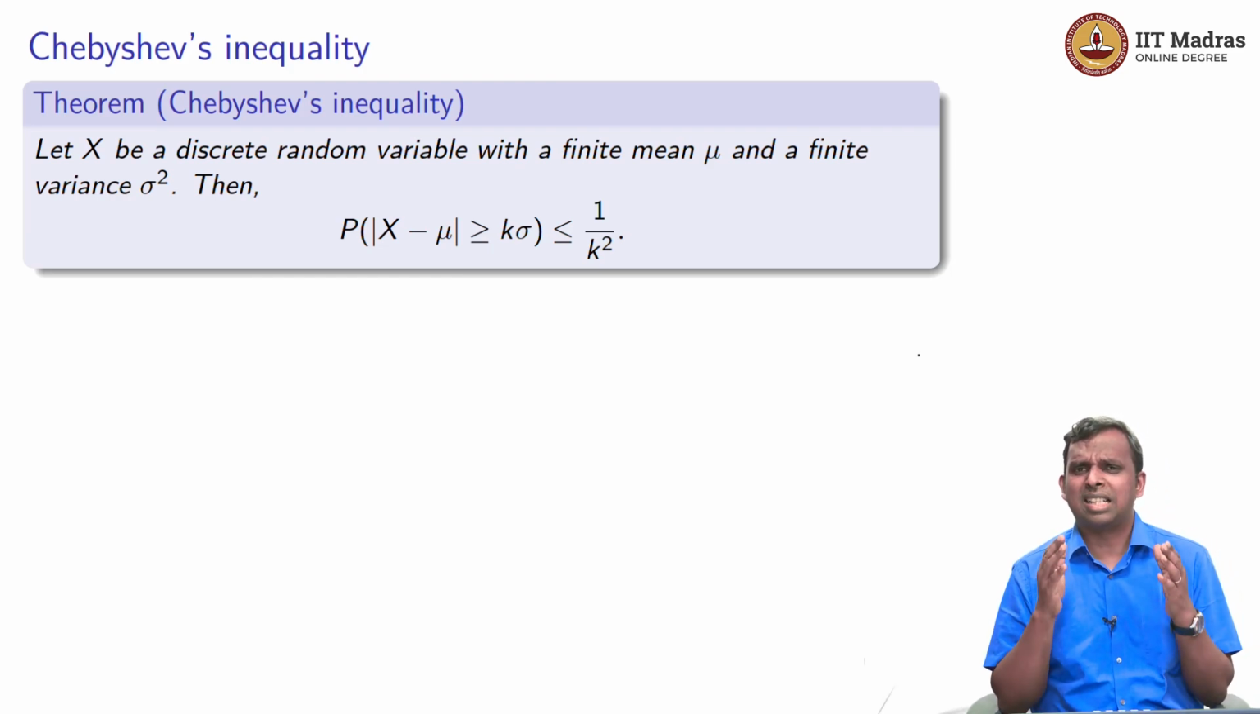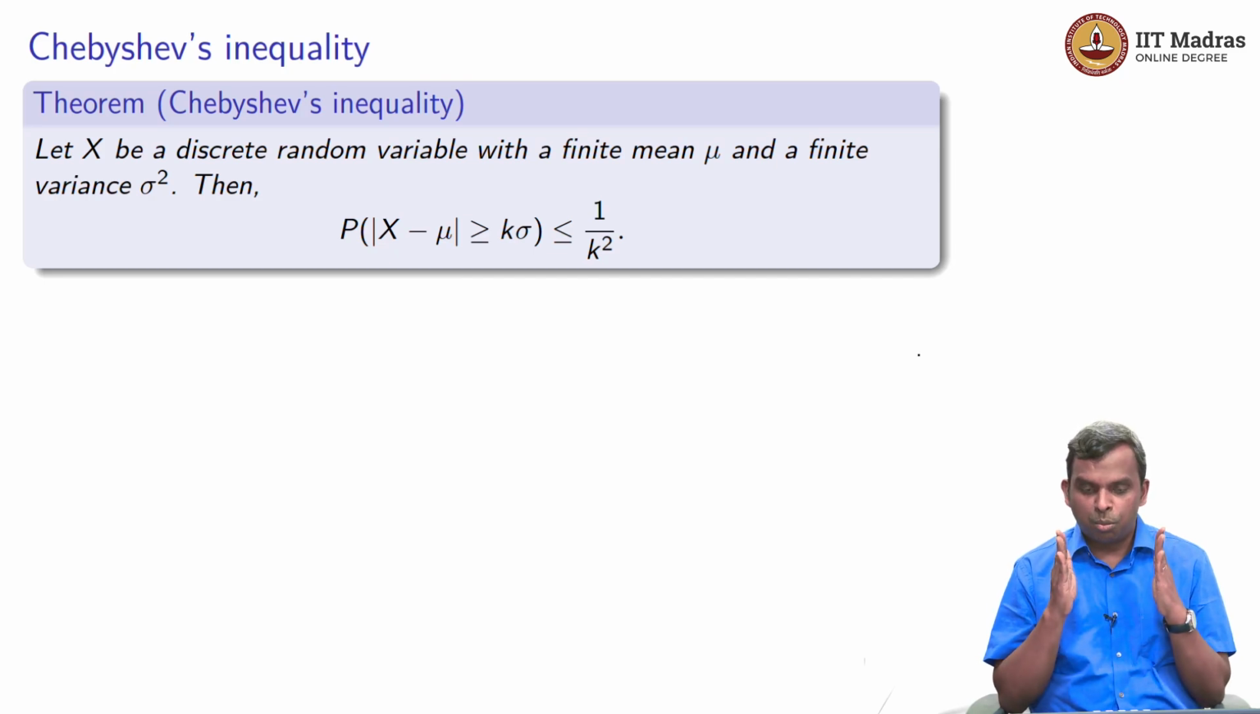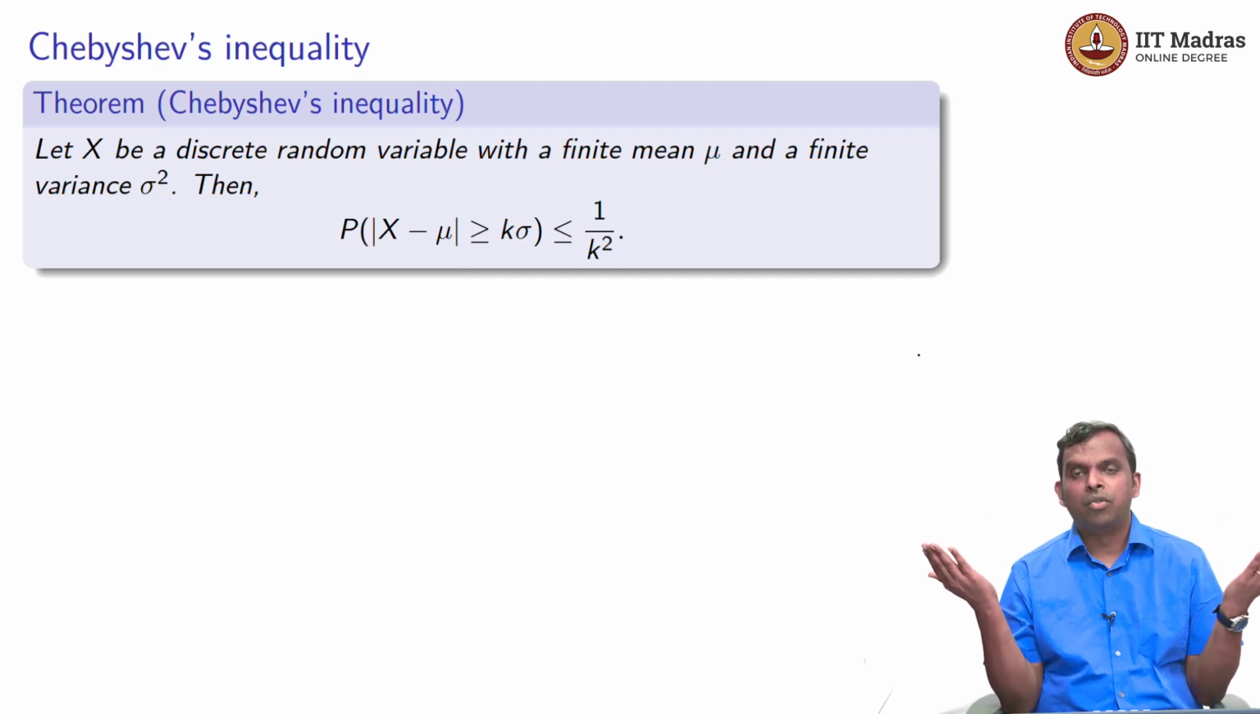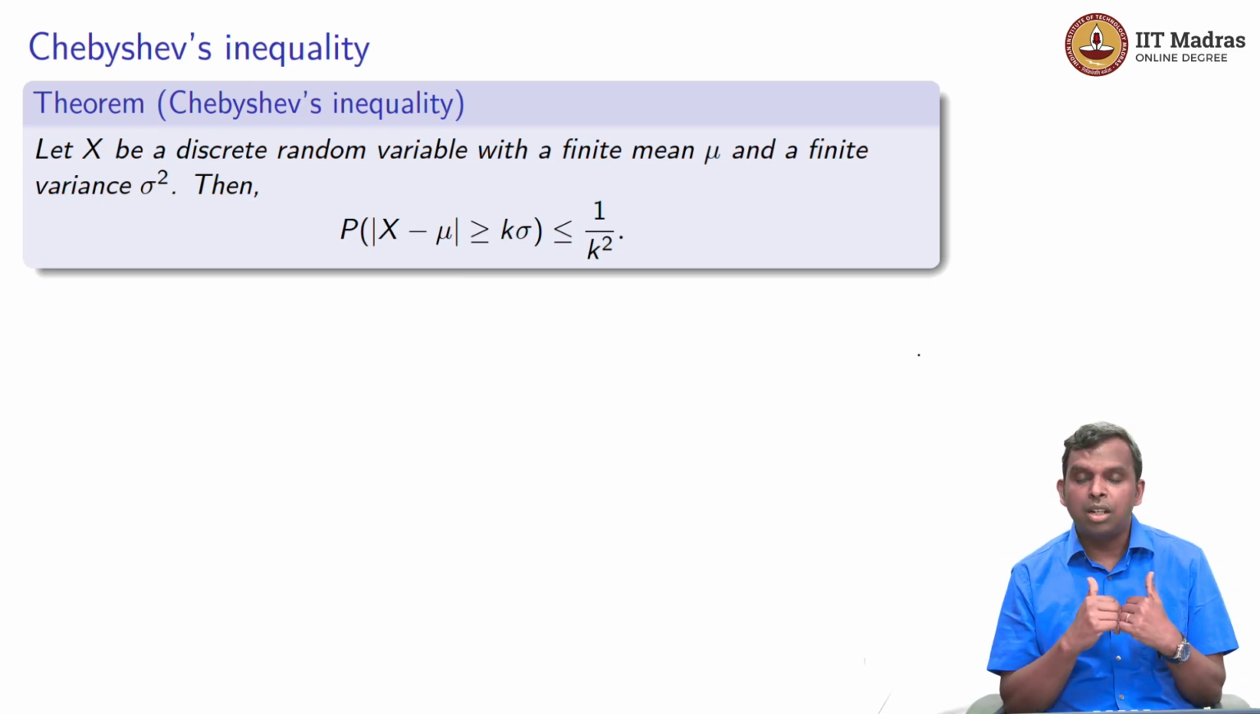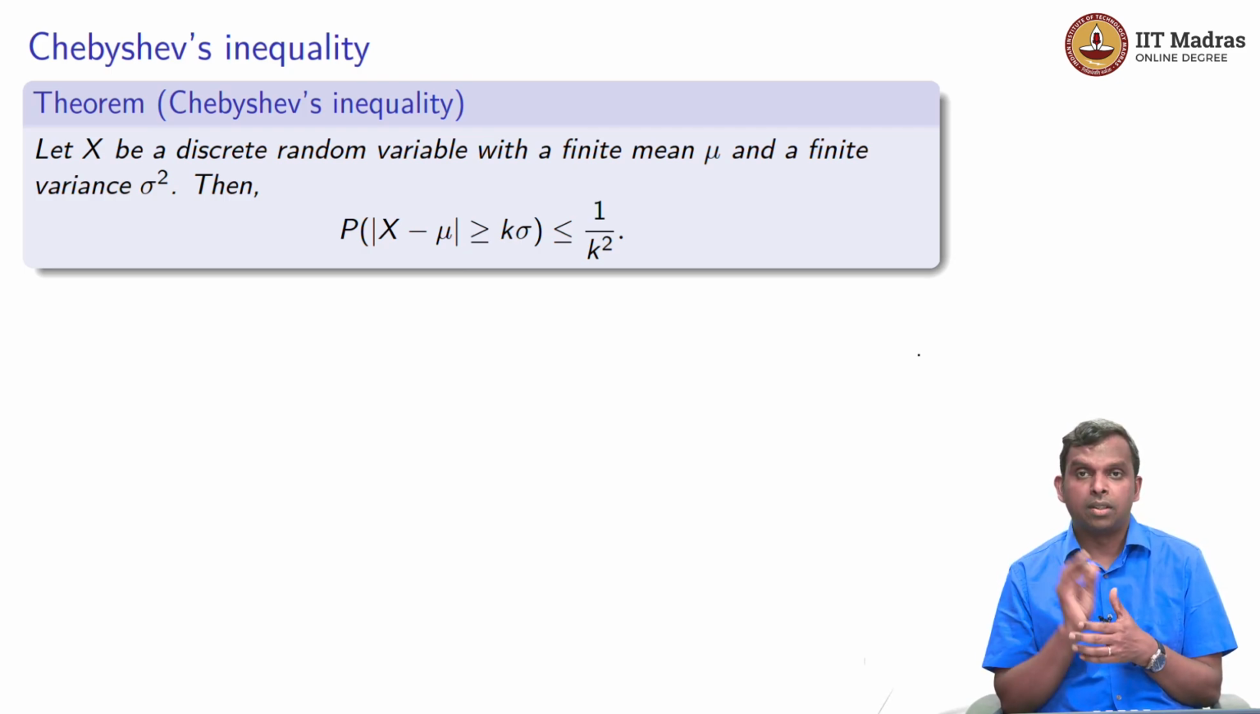This is sort of exactly what we are looking for. I know |X minus mu| is between minus k sigma and plus k sigma. I expect that with k, the probability that it goes out will be lesser. How does it fall? It falls as 1 by k squared. The probability that |X minus mu| is greater than or equal to k sigma is less than or equal to 1 by k squared.